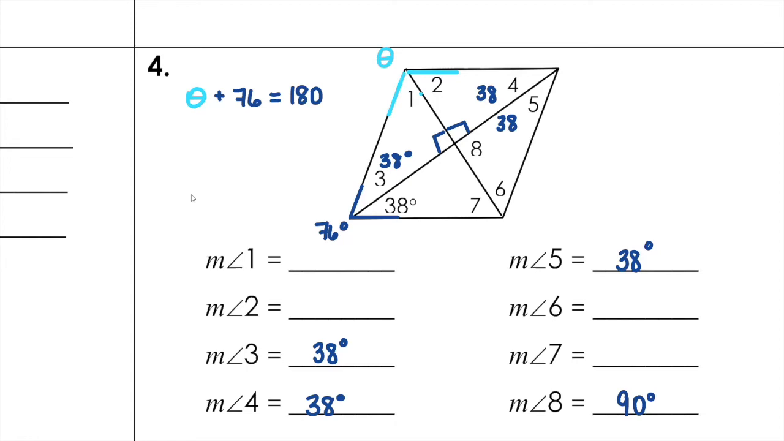So if we wanted to find 7 and 6 first, we could have gone that way. Top left or bottom right. Yep. 7 and 6 will be the same as 1 and 2. Absolutely, because opposite angles are congruent in a parallelogram.